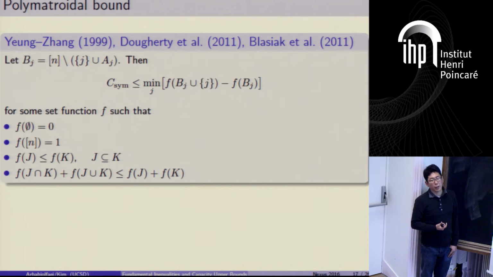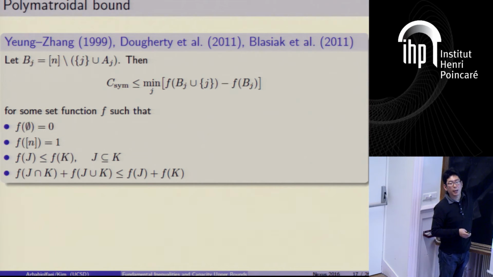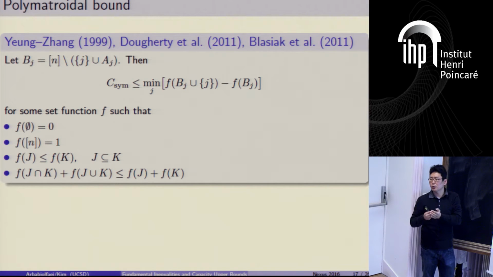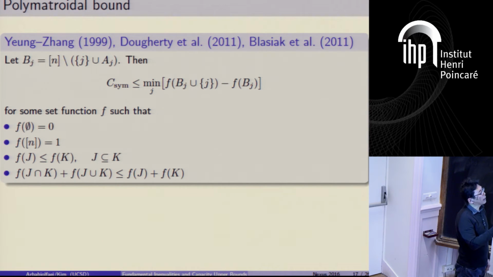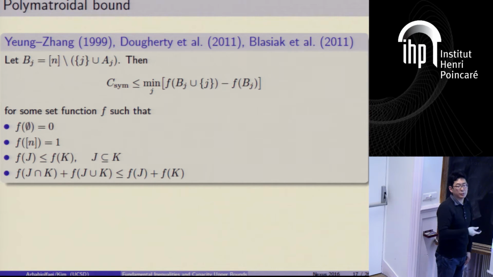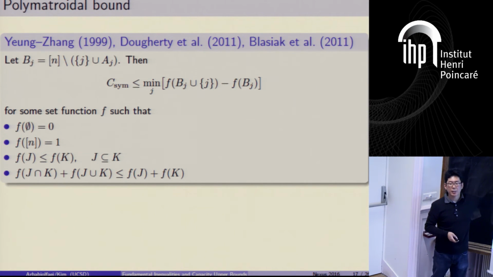Here is a more general bound, which you call the polymatroidal bound, or maybe polymatroid bound. I don't know how to phrase it properly, but the idea goes back to Yeung and Zhang in 1999. And then in the context of network coding, there is a nice survey paper by Dougherty, Freiling, and Zeger, and Blasiak and others also wrote a paper, and it goes like this. So we define B as everything that is not in A. So what you don't have is called B. And then the symmetric capacity is upper bounded by the minimum of the set function difference, f of j and b j, and just b j. And this f should satisfy these properties.